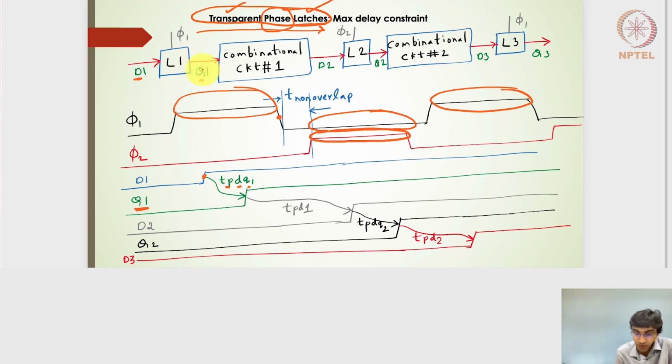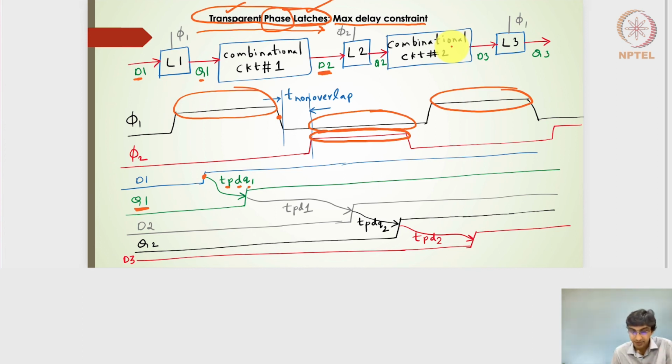So that is the output Q1, and then it goes to the combinatorial circuit, which will have some propagation delay, and then it will give the D2 signal. So I'm considering the propagation delay of combinatorial circuit 1 as TPD1. Notice that this particular title is the maximum delay constraints. So we are considering the maximum delay. We can design combinatorial circuits 1 and 2 such that they will have the maximum delay. So that means we'll have to consider the propagation delays of the combinatorial circuits. We'll also have to consider the propagation delays of the latch designs L1, L2 and L3.